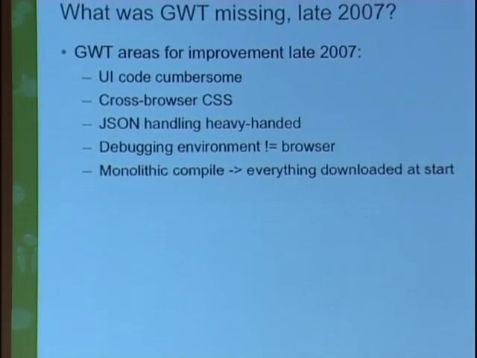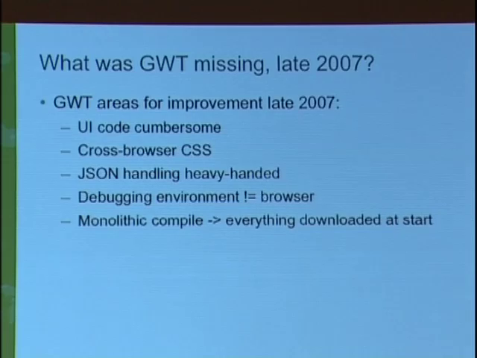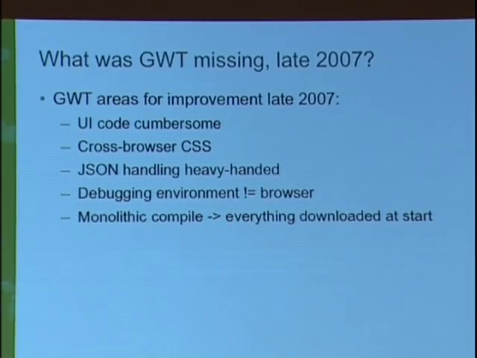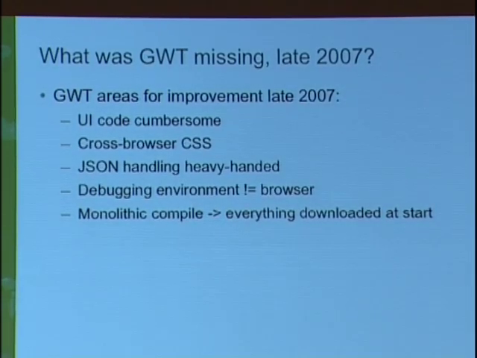So the main things I'll talk about are how you go about writing the UI code itself, how you deal with cross-browser CSS, how you deal with JSON messages, how you debug. And you might have seen some of this in the keynote this morning and in the GWT presentation before this one. And also how you deal with the fact that GWT runs in a monolithic compile framework. It builds one application out of all your code, and it's one chunk. There it is. Download it all in one go. That's how GWT used to be.